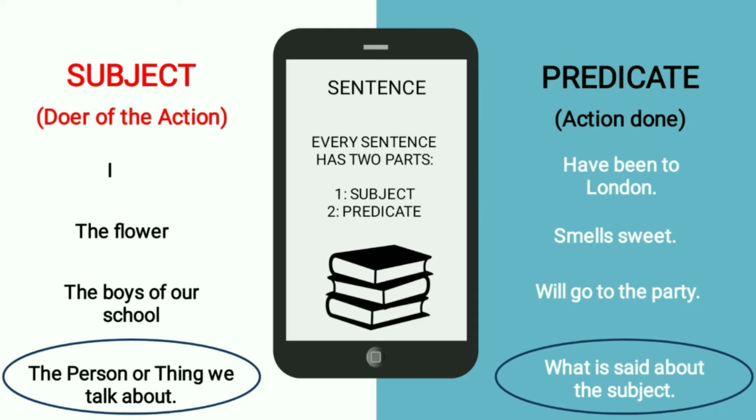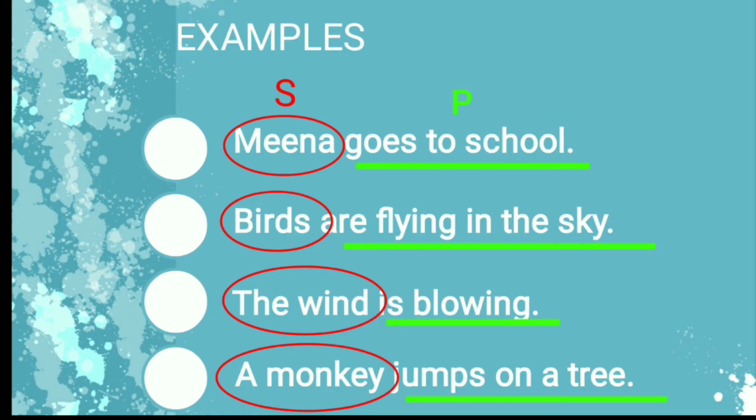So now you have understood that subject is the doer of the action, the person or thing we talk about, and predicate is the saying part of the sentence, that is, what is said about the subject. Hope you all have understood this very well. In your exams, you are asked a question like this: in this sentence, circle the subject and underline the predicate. And if you watch this video attentively, believe me, you are going to score full marks in these types of questions.